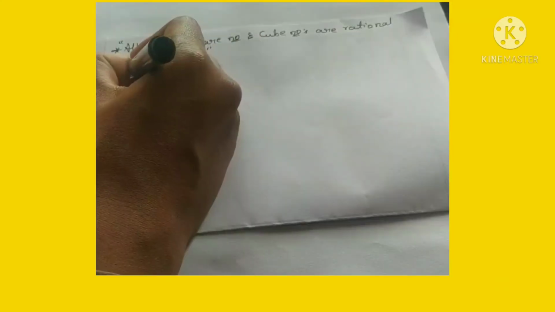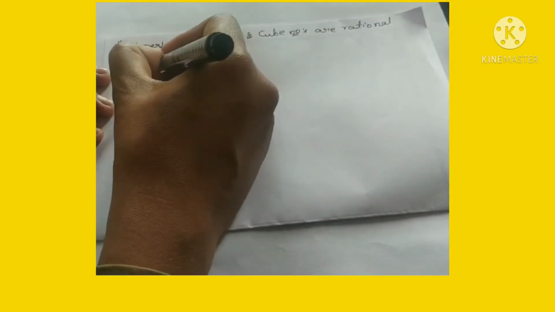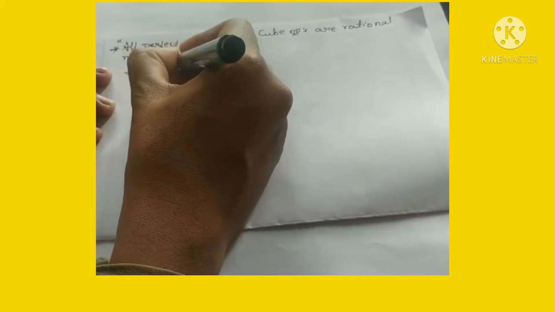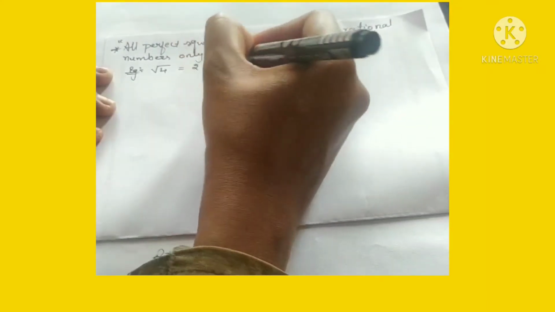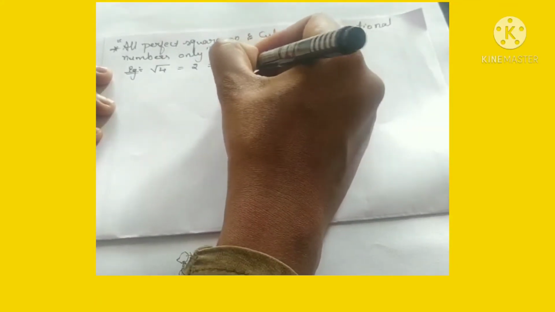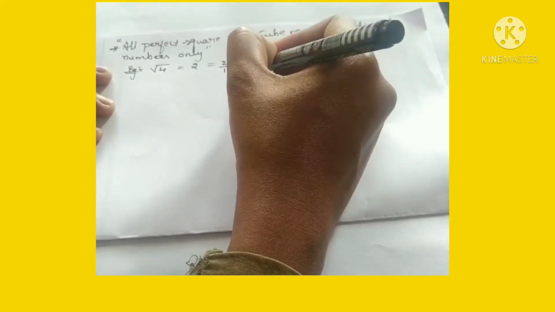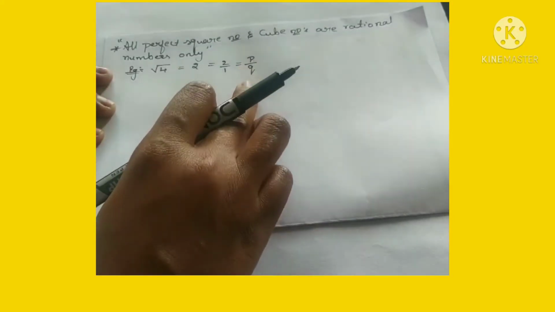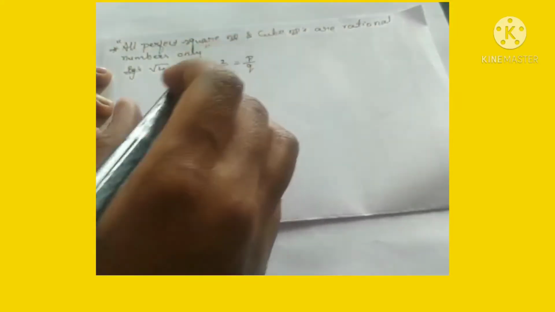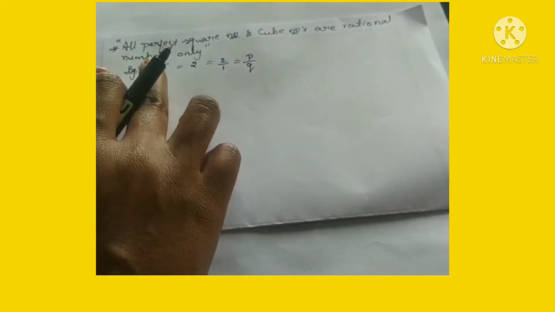For example, if you consider the square root of 4, this is a perfect square number. The square root of 4 is equal to 2. Now this 2 can be written as 2 by 1. If you observe, this is in the form of p by q, where it satisfies the condition of rational numbers, where p and q are integers and q is not equal to 0. So the square root of 4, a perfect square number, is also called a rational number.